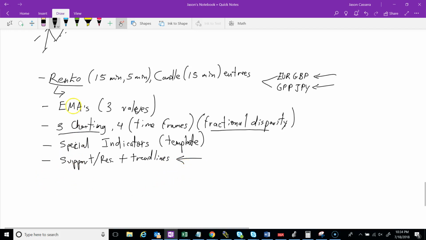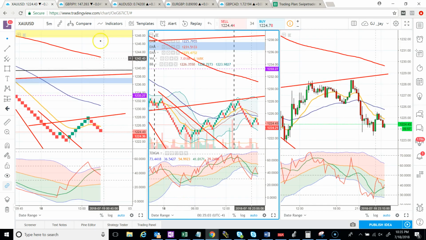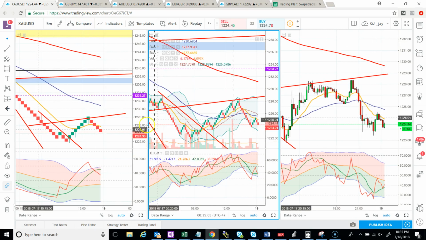Now, here's the funny part. For you to be able to use Renko, or for you to be able to use multiple EMAs, more than 2, and to be able to use a 3 charting system, actually even just 2 charting systems, just having a split screen, it's not in the free version of TradingView. So if you look at TradingView, in the free version, unfortunately, you can't get that.